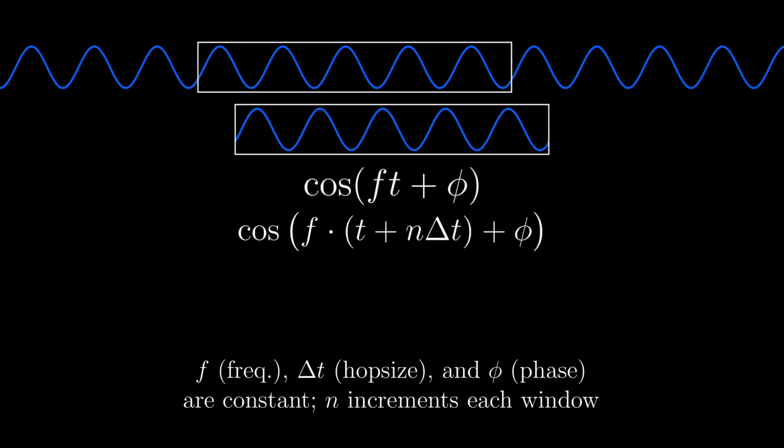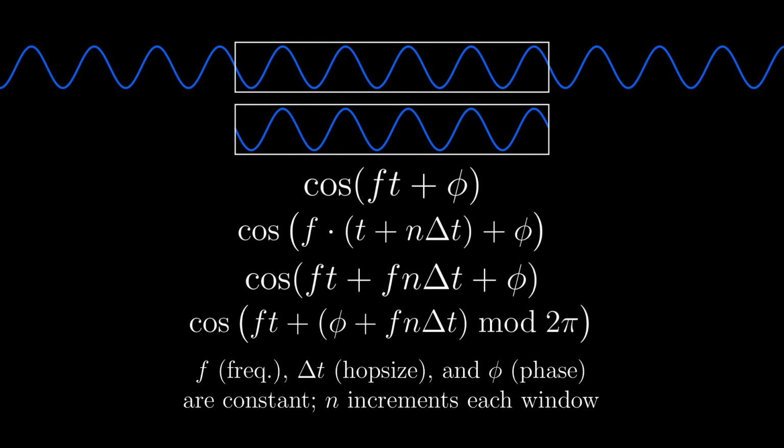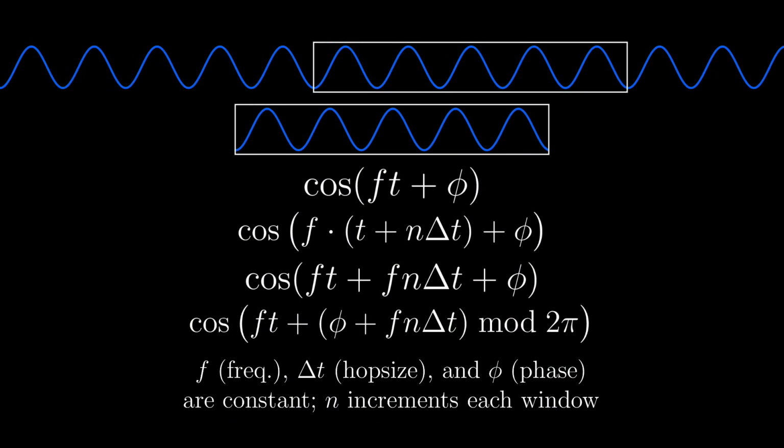When we move the window, we essentially shift the time over by the hop length, or n times the hop length, where n increments by 1 each window. But this multiplies out into frequency times hop length, which is a constant term with respect to time. So it manifests as a linear offset to the phase. Do note though that the phases will be wrapped around 2 pi.